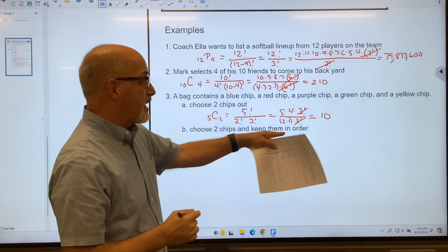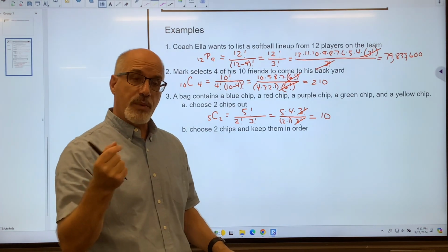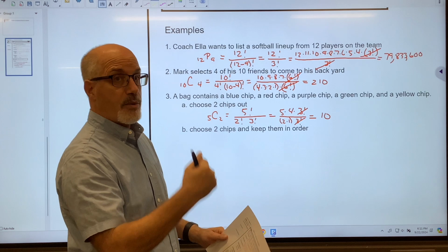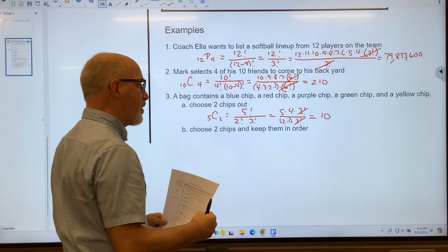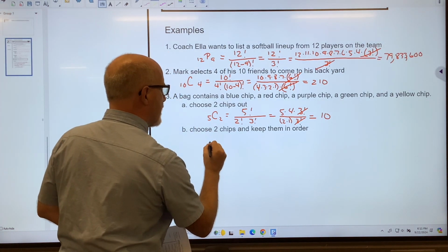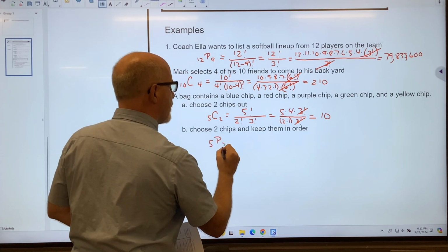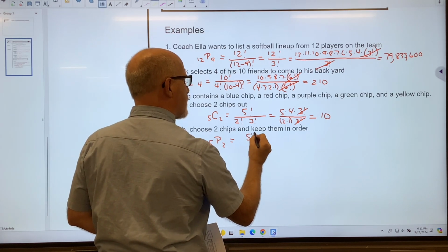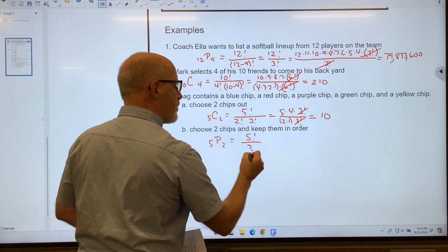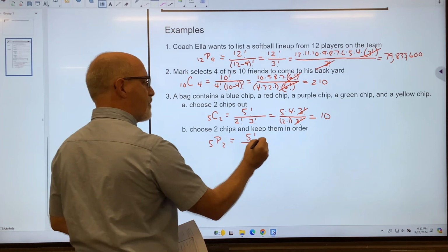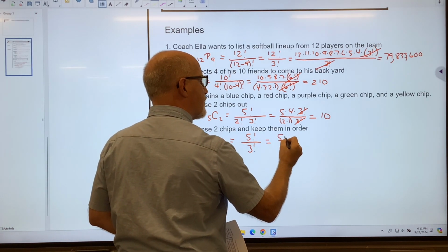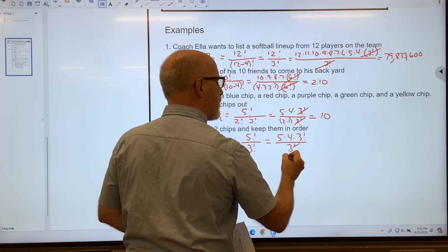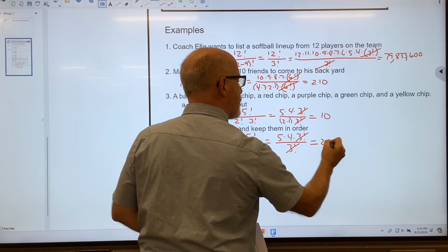Now, if I want to keep them in order, like how I pick the first one out and then I pick the second one out, for instance, a purple and a green is different than a green and a purple. That's keeping them in order. So that would be a permutation. So I'm going to take 5 and have a permutation with 2 chips being pulled out. That's going to be 5 factorial over the 3 factorial, 5 minus 2. So 5 times 4 times 3 factorial, all over 3 factorial. The 3 factorials cancel, and you end up with 20.